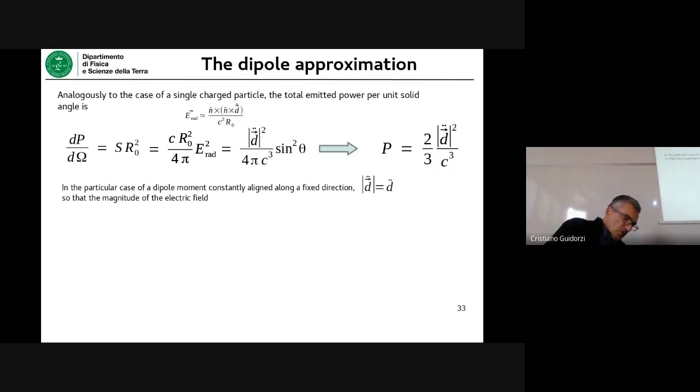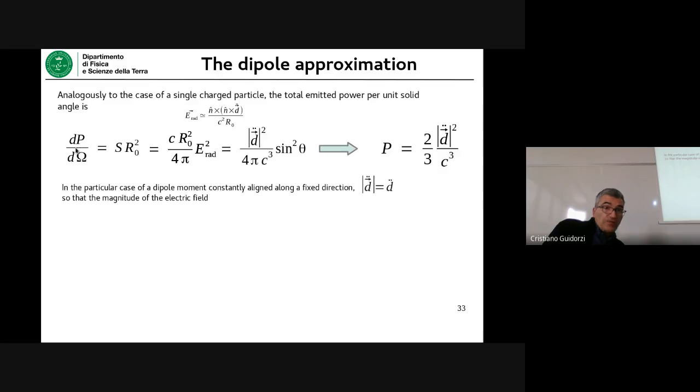I think we'll finish next time, because it takes a few slides. So far we obtained the power emitted by a system of particles, still in the non-relativistic regime, as a function of the second time derivative of the dipole moment.